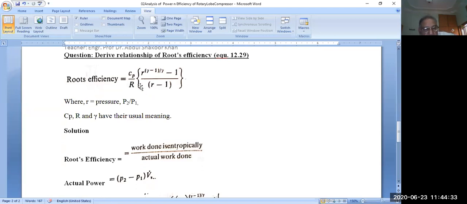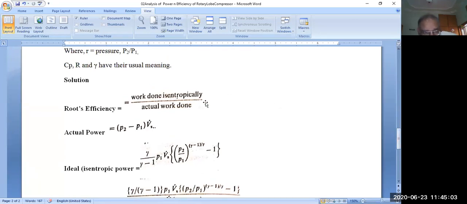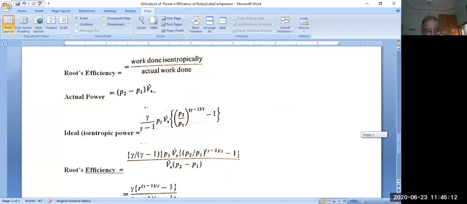Actually, Roots efficiency depends upon pressure ratio r. Here capital R is the gas constant, small r is the pressure ratio P2 upon P1. Gamma is the polytropic index Cp upon Cv. This is actually derived from this definition. Roots efficiency is the work done isentropically divided by actual work done. This is the efficiency formula for any compressor machine: work done isentropically, which is minimum, divided by actual work done, which is more than minimum. So applying this formula we can derive this one.